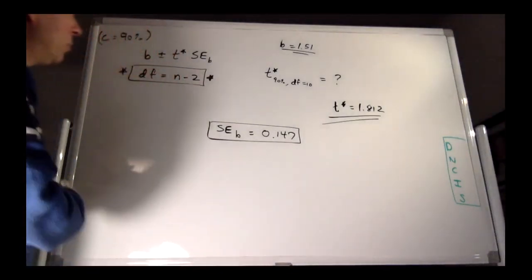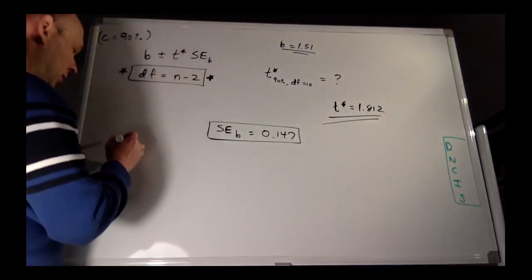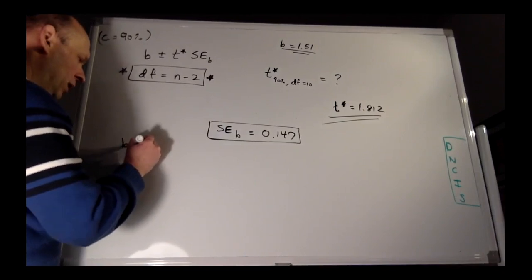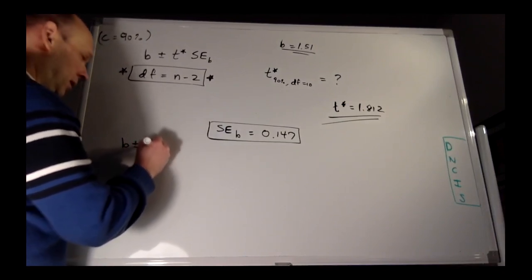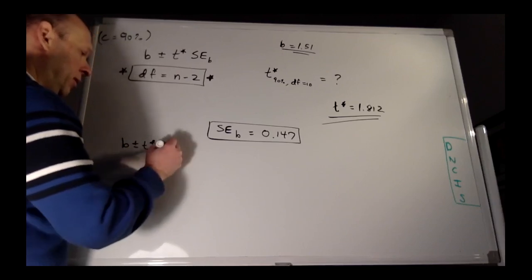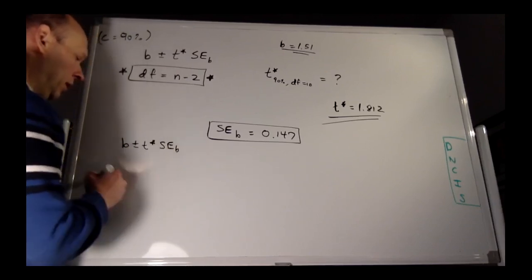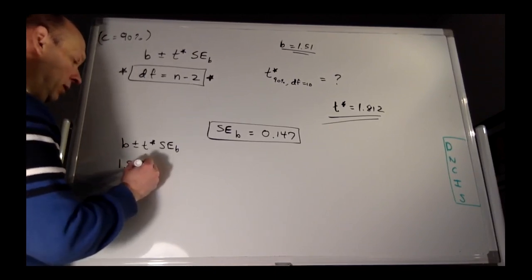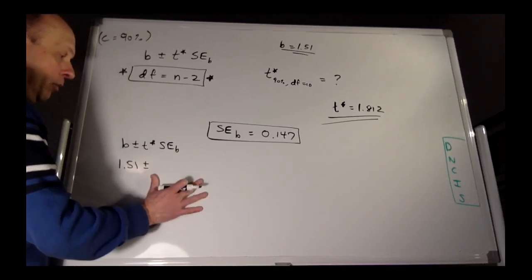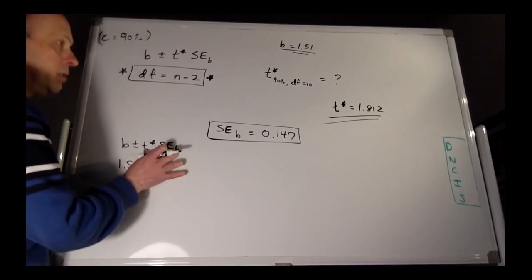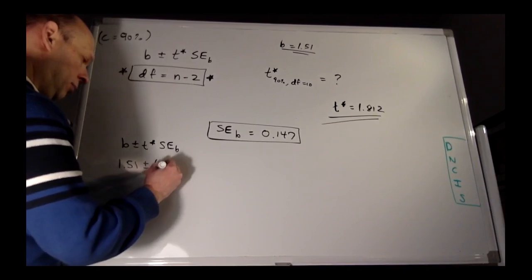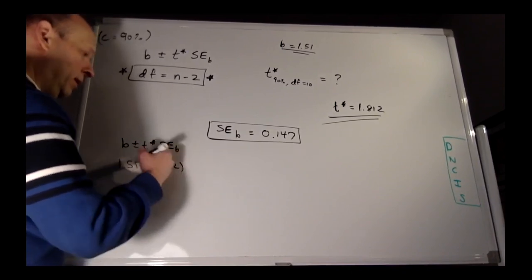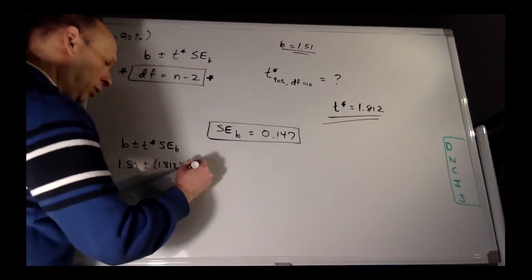Okay, so we have all the pieces we need for our confidence interval. So I'll just rewrite the formula and then plug in. So we have B plus or minus T star times the standard error of B. The B in my sample, my slope I found, was 1.51. We're now going to build a net around it with our margin of error, which is made up of these two things. So T star, 1.812, and the standard error of B, 0.147.